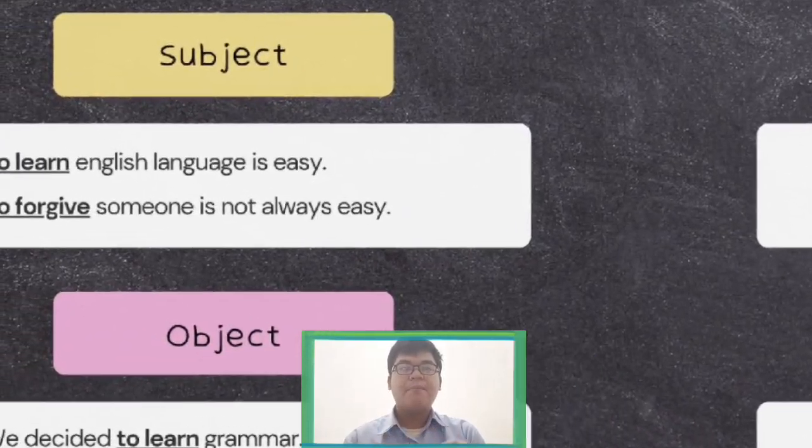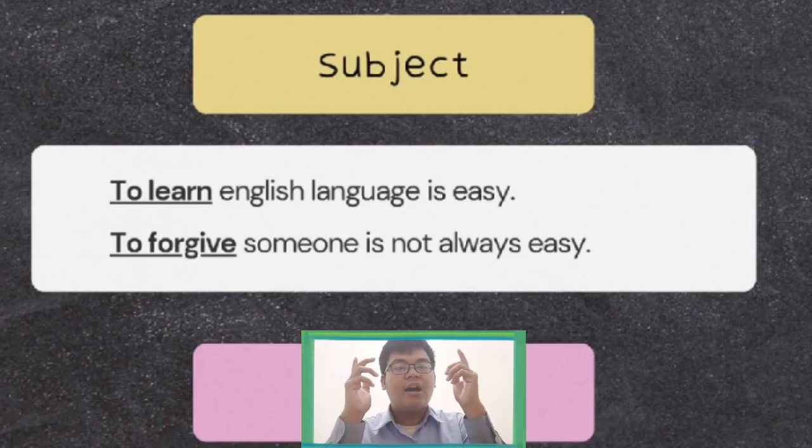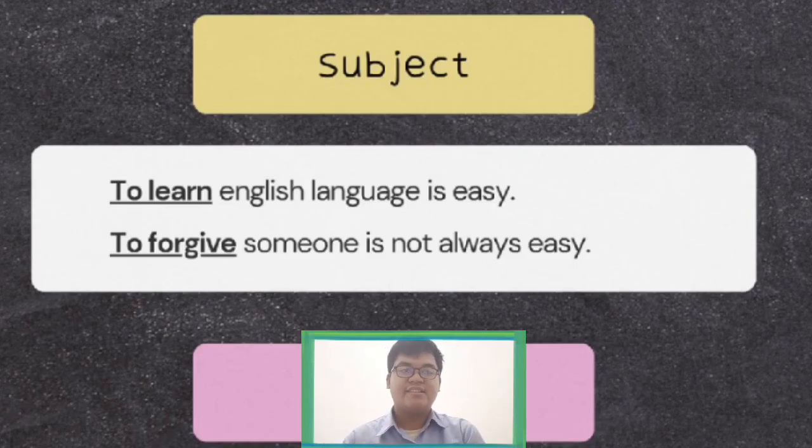We have to infinitive as subject. In to infinitive as a subject, the to infinitive is put in the front of the sentence. For example, in this sentence we have: To learn English language is easy. So to learn English in that sentence is a subject. Is in that sentence is a verb. And easy is an adjective in that sentence.